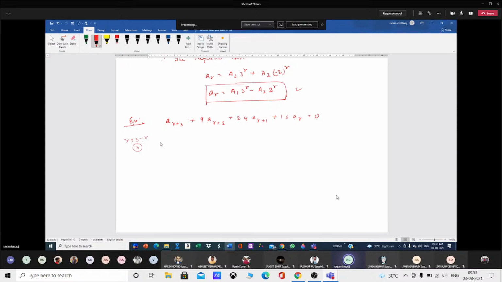So how do you start? The characteristic equation. How can you write it? Highest one is this: alpha cube plus 9 alpha square plus 24 alpha plus 16 equals 0.